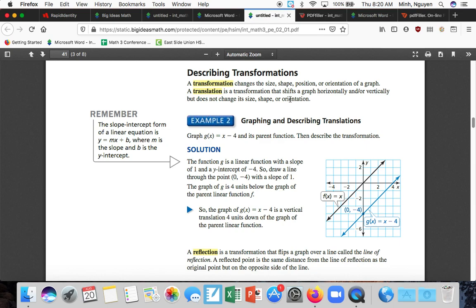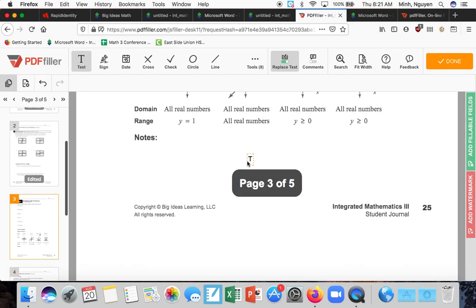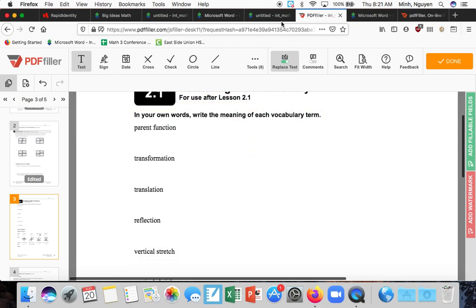A transformation changes the size, shape, position, or orientation of a graph. Whenever you copy definitions or write down definitions of words, I highly recommend doing it in your own words, right? Because if you copy this, you might have no clue what it means, if you're just copying the book definition. So a transformation changes the size, shape, position, or orientation of a graph. I think that does a pretty good job of explaining it as it is. But yeah, maybe for you it would be different. So again, this is for the vocab on this page now.